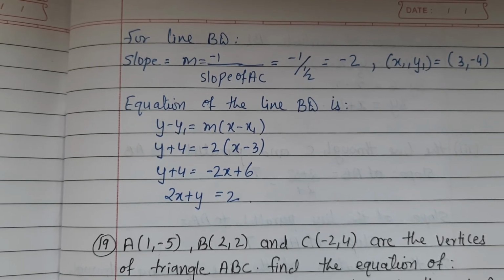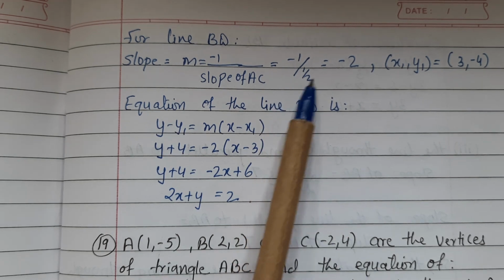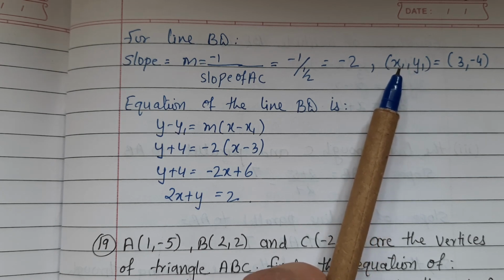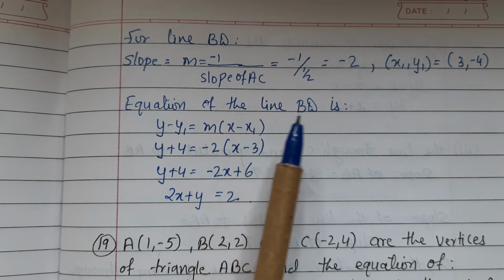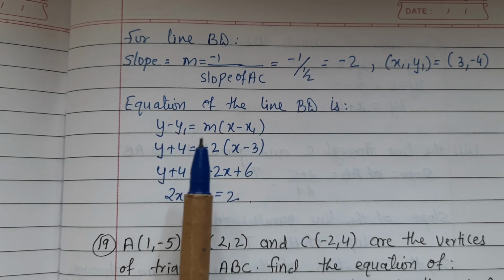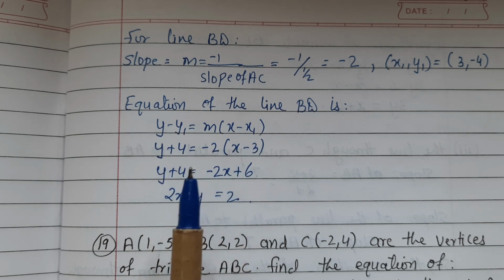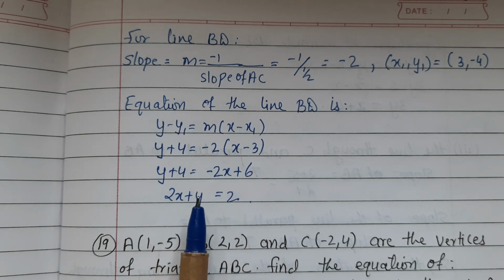For line BD, slope m equal to minus 1 upon slope of AC equal to minus 1 upon 1 upon 2, which is equal to minus 2. And point of intersection (x1, y1) equal to (3, -4). Equation of line BD is y minus y1 equal to m into (x minus x1). y plus 4 equal to minus 2 into (x minus 3). y plus 4 equal to minus 2x plus 6. 2x plus y equal to 2.